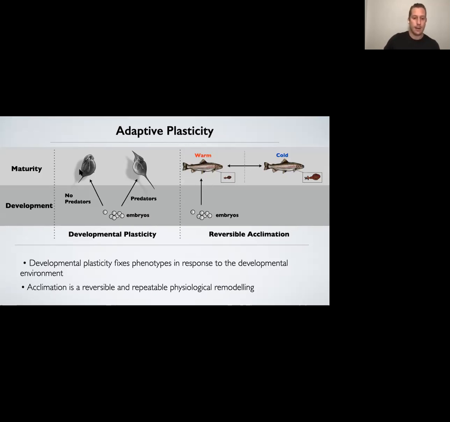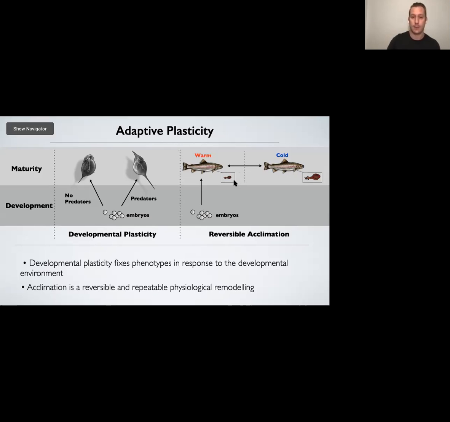The other kind of adaptive plasticity is reversible acclimation. And this is exactly what it sounds like. It's a reversible remodeling of physiology in response to changing conditions. So in the case of the rainbow trout that I'm showing here, we see remodeling of the heart to increase contractile function in cold conditions.